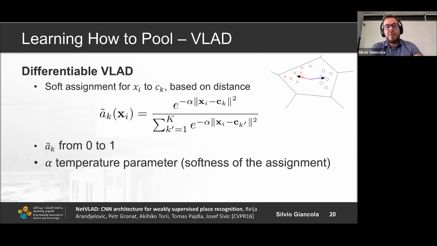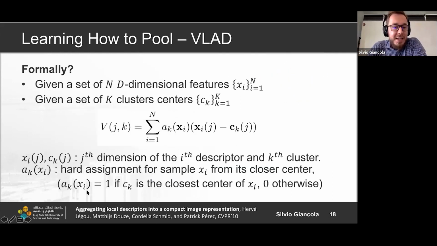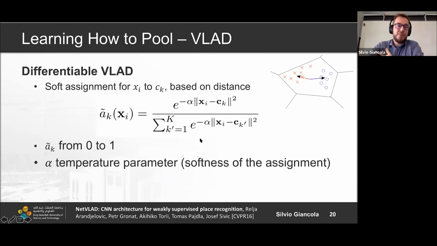Now, one of the problems of VLAD for deep learning, for NetVLAD, is that the assignment used in the VLAD approach is a hard assignment. It is not differentiable. This A that you can see here is either 1 if ck is the closest center or 0 otherwise, and for that reason this assignment is not differentiable. So how do we make that differentiable?